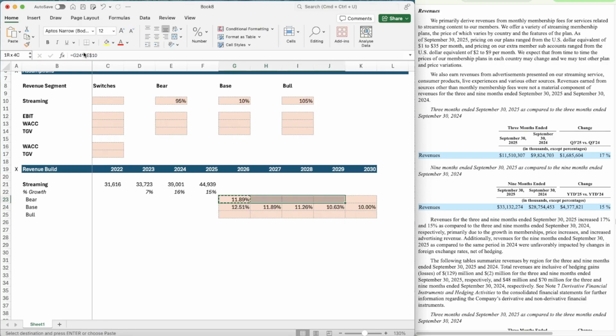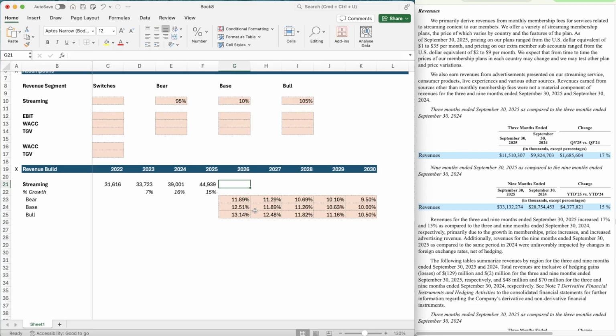Then we just copy that across, as so. And we do the same for the bull case. We lock it in, pull it across, and there we have it.